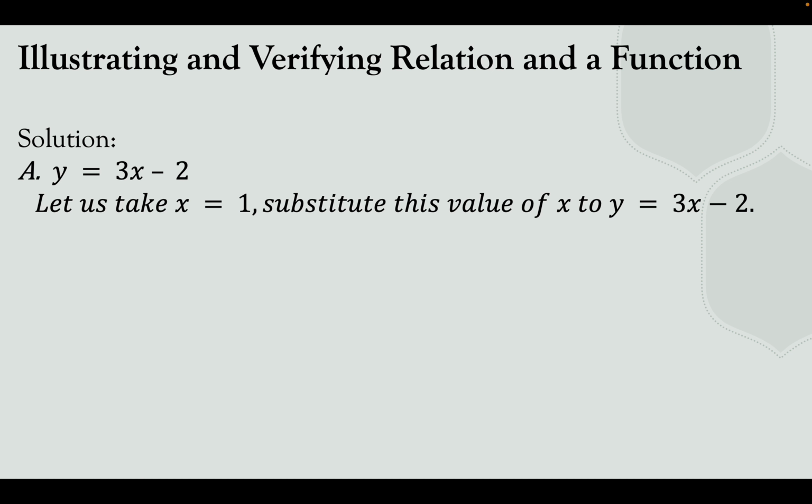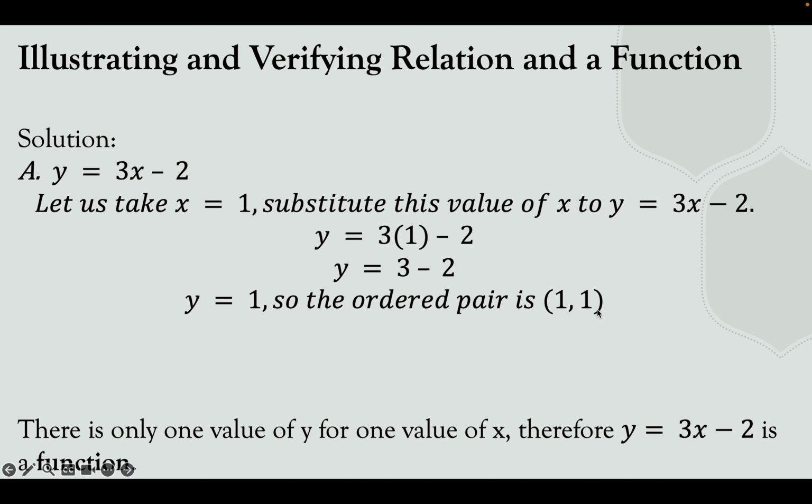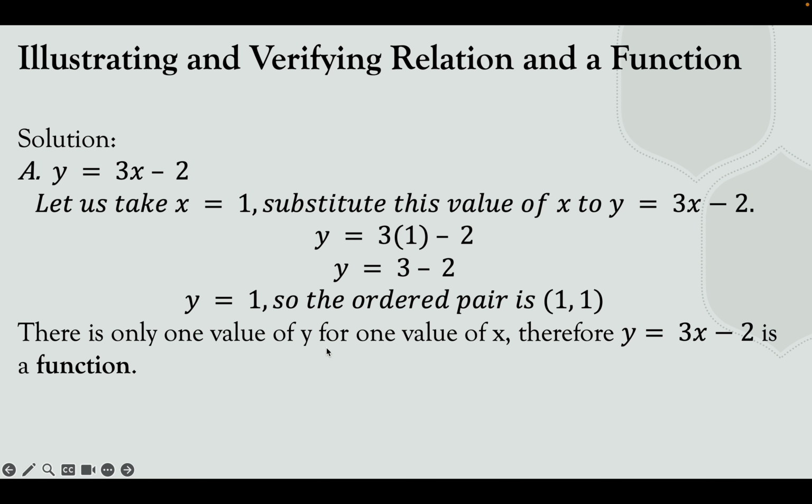So substitute the value of x to y equals 3x minus 2. So we have y equals 3 times 1 minus 2. 3 times 1, we have 3. So 3 minus 2, we have y equals 1. That means the ordered pair is (1, 1). So is it a function or not? There is only one value of y and one value of x. Therefore, y equals 3x minus 2 is a function.